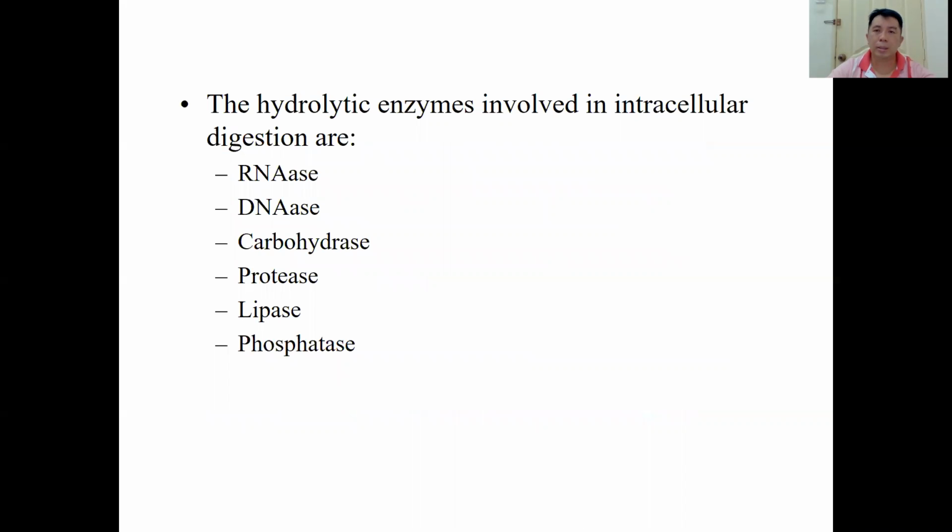So the hydrolytic enzymes, for example, RNase, which is used to digest RNA, DNase is used to digest DNA, carbohydrases, or we call them amylase more specifically, protease for proteins, lipase for lipids, and phosphatase. There are still many hydrolytic enzymes found in the lysosome, but here we just focus on the common ones, for example, amylase, protease, lipase. These three.